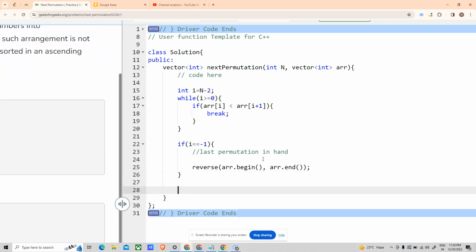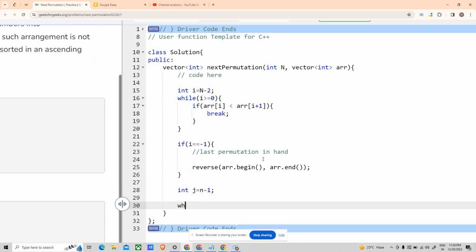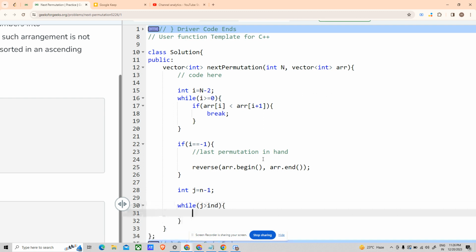We had to find an index j that gives us the element, with j equal to n-1, because we are starting from the end, while j is greater than end. Is my inequality here correct? Should j be greater than end, or j greater than or equal to 0? It should be greater than end, because if we have found the breakpoint, then there is an element which is greater than i. So we can go up till end. Oh, sorry, end is i here. Sorry for my mistake. Okay, j is greater than i.